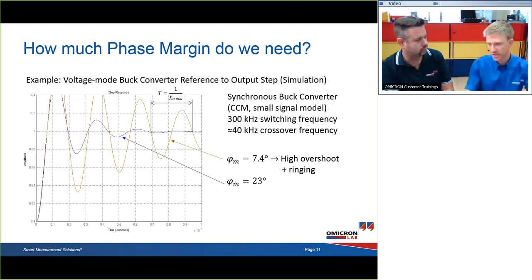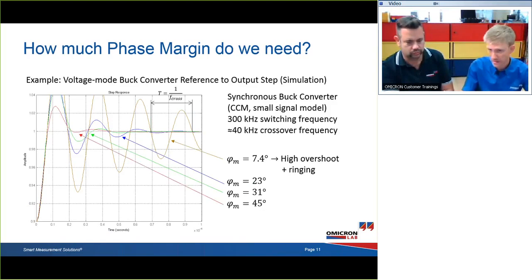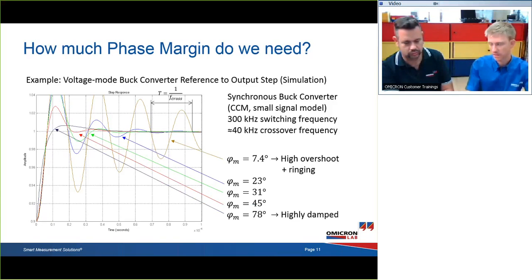23 degrees looks already better, some overshoot and 1, 2, 3, 4 periods of ringing, something like that. 30 degrees, one period less probably. 45 degrees, that's already a good value. There is only 2 ringings visible and very little overshoot. And at close to 80 degrees, above 70 degrees, the system is highly damped. There is no ringing anymore.